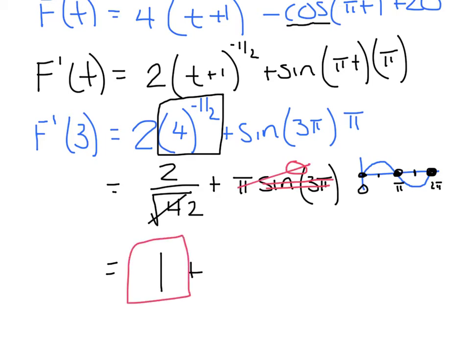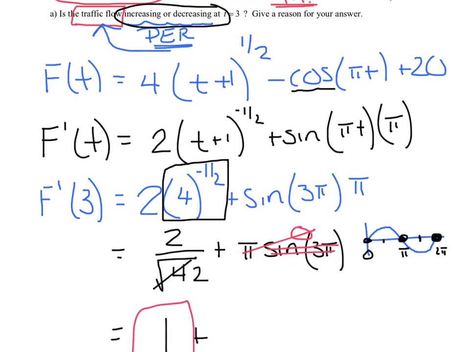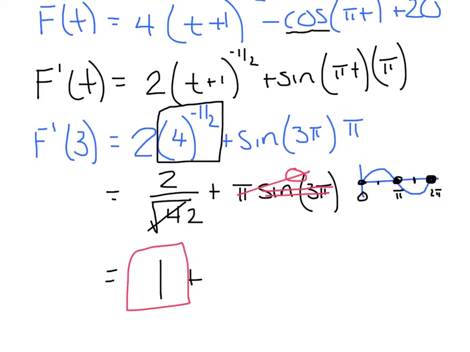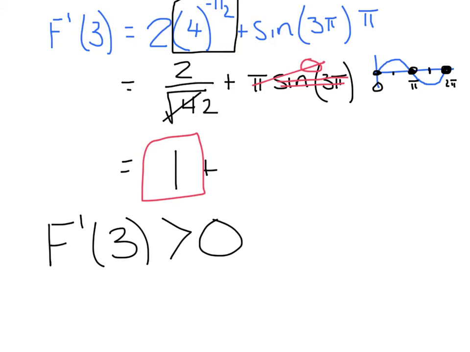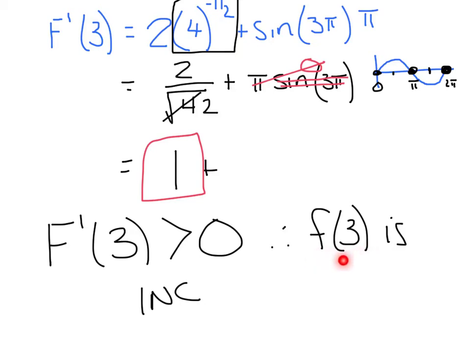Now, the question says, what is the traffic flow doing? Is it increasing or decreasing? Well, look at the answer you got. And again, we don't care what the number is per se, we care about the sign of the number. This is a positive number. f prime of 3 is greater than 0. I don't even need to say that it's 1, I need to say that it's positive. Therefore, f of 3 is increasing. Now notice, I didn't say f of t, I said specifically at 3. f of 3 is increasing.